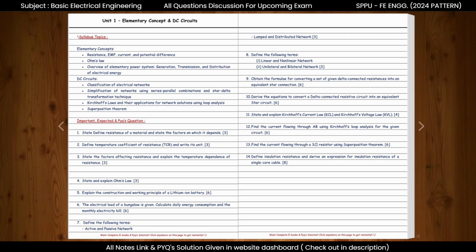by their internal resistances. Alright, let's move on to our next important topic, insulation resistance. From this topic, we can expect questions such as, define insulation resistance and derive an expression for insulation resistance of a single-core cable. Insulation resistance is the resistance offered by the insulating material of a cable to prevent current leakage. For a single-core cable, it depends on the length of the cable, the resistivity of the insulating material, and the ratio of outer to inner diameters. This ensures safety and minimizes energy loss in cables.